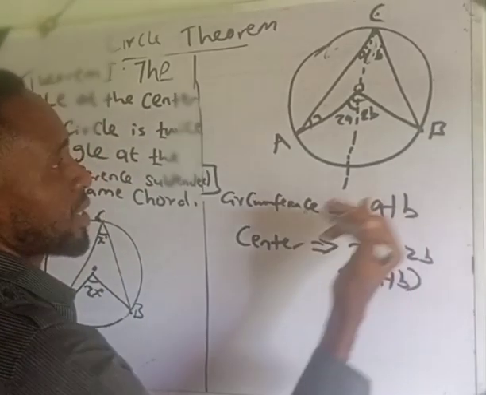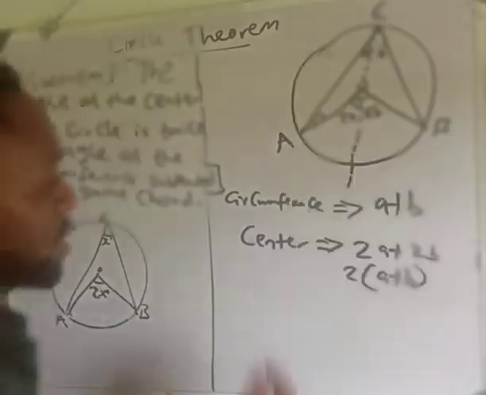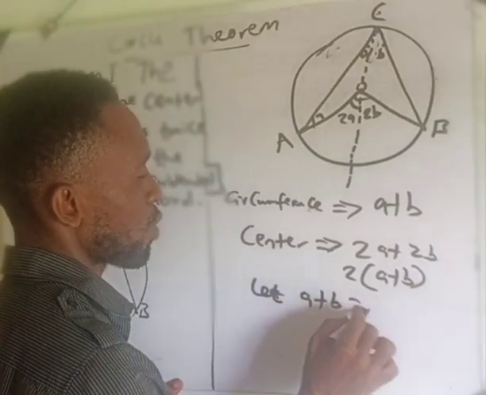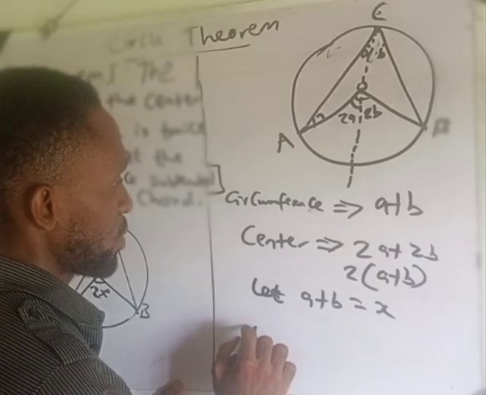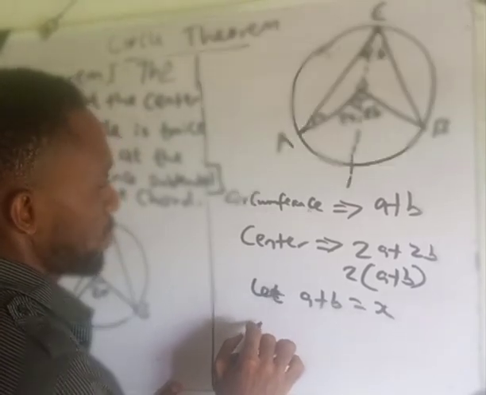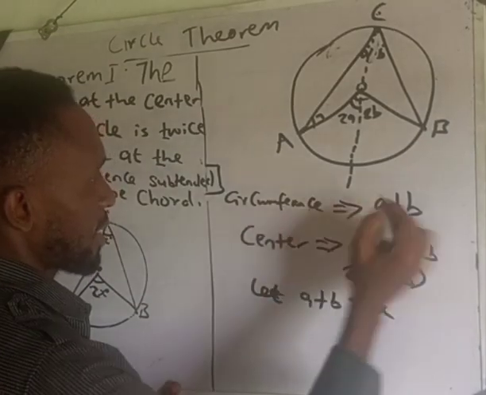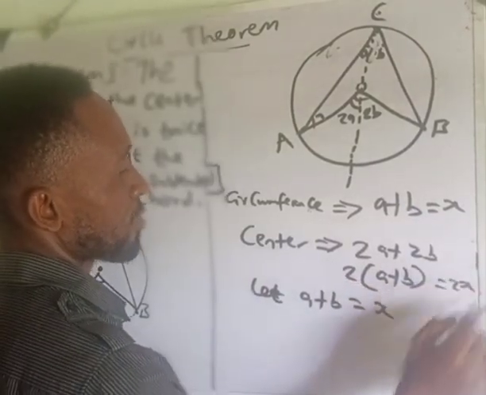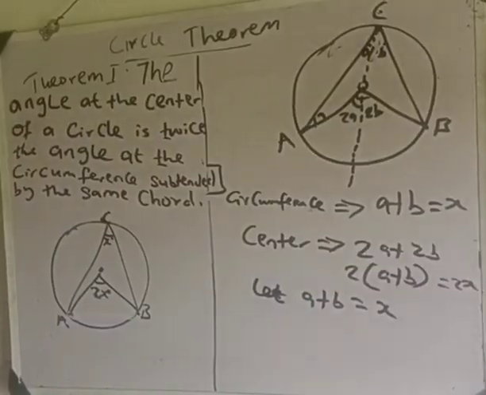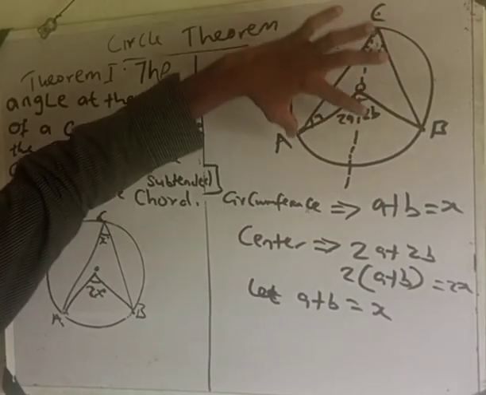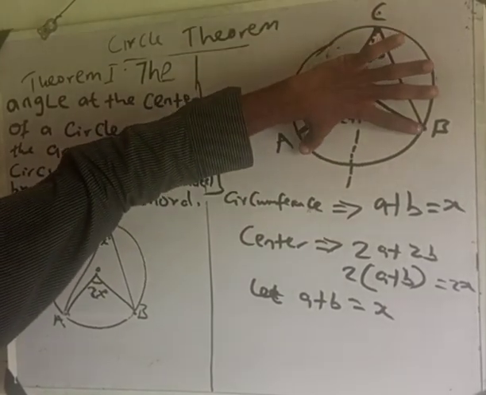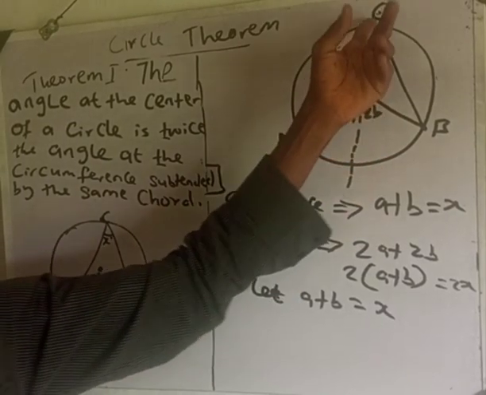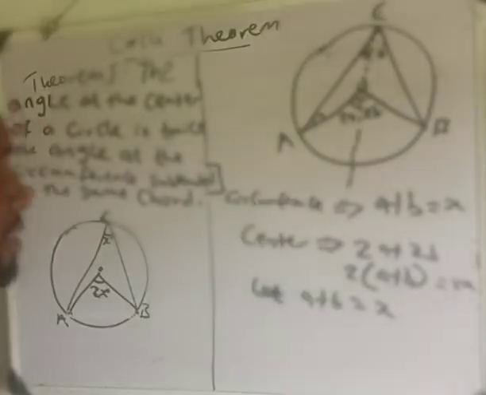So whatever I have here, let's call A plus B equal to X. So I have that what I have at the circumference will give me X, and what I have at the center will give me 2X. So this proves that whatever this arc or chord subtends at the center is actually double what it subtends at the circumference.